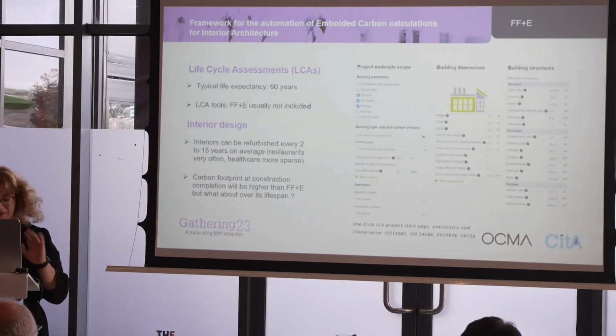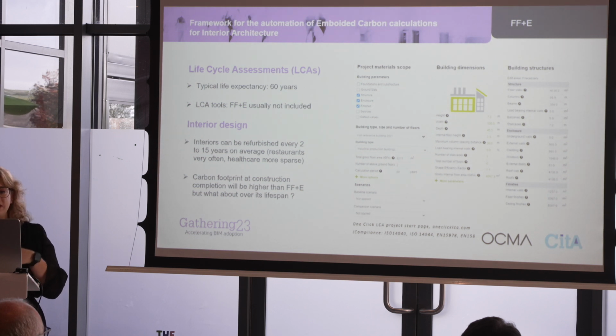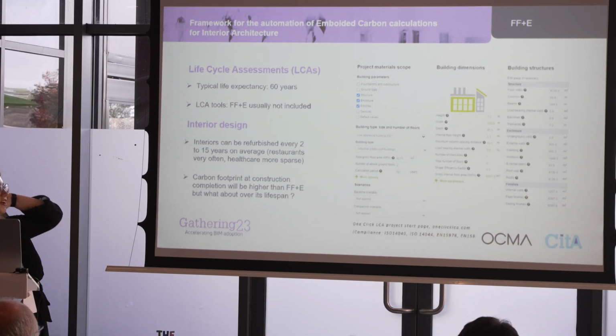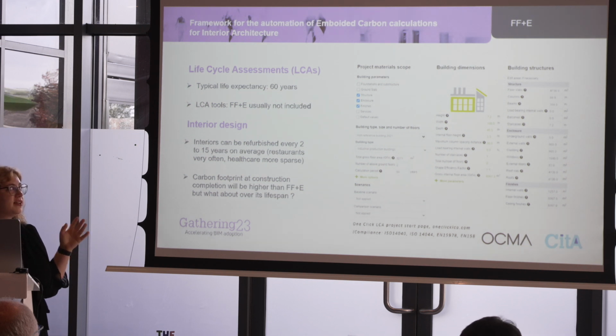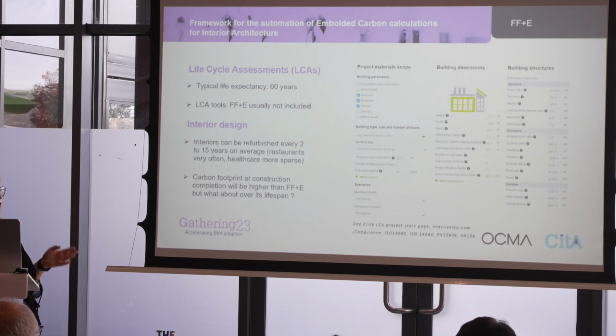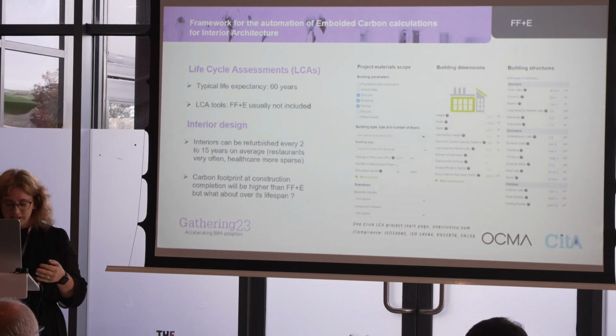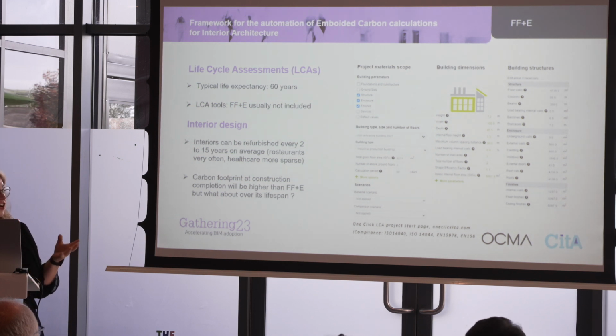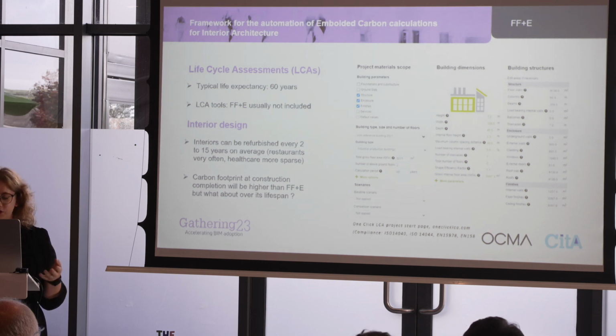Oh, there we go. So this is just looking at LCA calculations. We typically use 60 years during our calculations. The tools that are available to architects to calculate LCAs, like one-click LCA in this example, typically don't include FF&E, although they might include floor finishes and ceiling finishes. However, research has shown that interiors can be refurbished anything from 2 to 15 years on average. For example, restaurants or shops might have a high level of refurbishments.